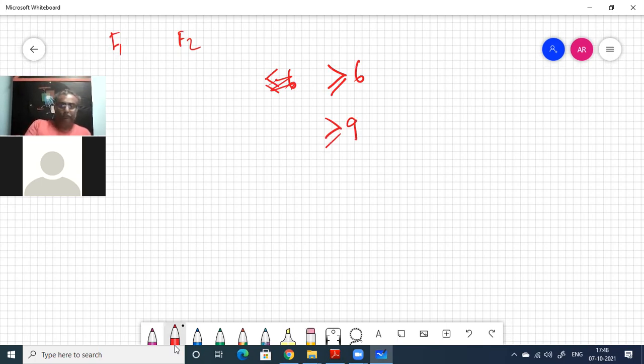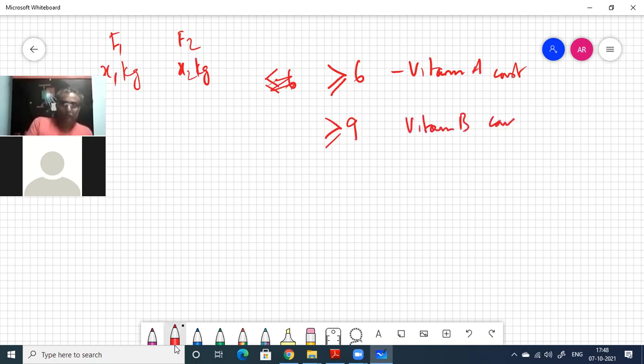How many kgs of x1 kgs of food 1 and x2 kgs of food 2 you have to produce in such a way that this is the vitamin A constraint, and this is the vitamin B constraint. You have to produce a combination of x1 kg of F1 and x2 kg of F2 in such a way that it is greater than 6 for vitamin A and greater than 9 for vitamin B. Those are the constraints.